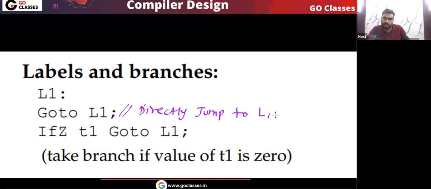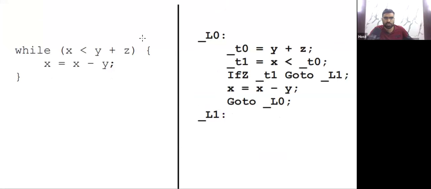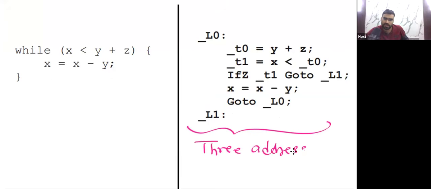Directly jump to L1. This L1 is some label here. So very simple. You can see that if this is your source code, you can convert it into intermediate code. Finally, this is your three address intermediate representation. This is the intermediate representation. Is this clear?